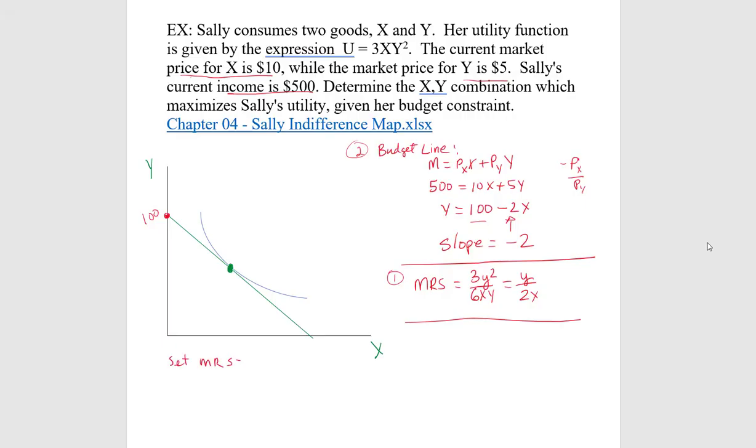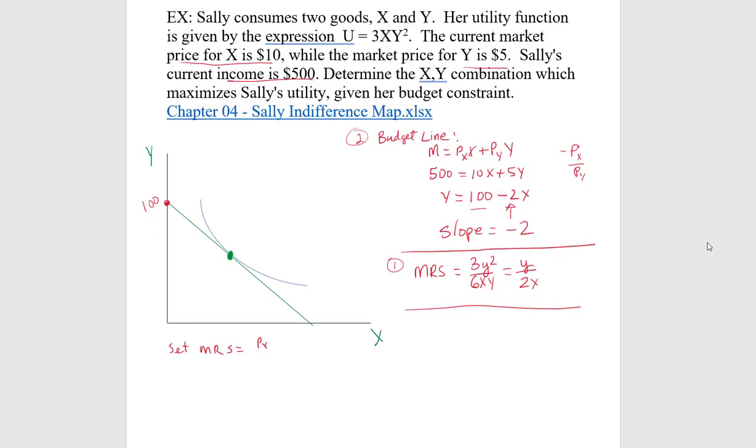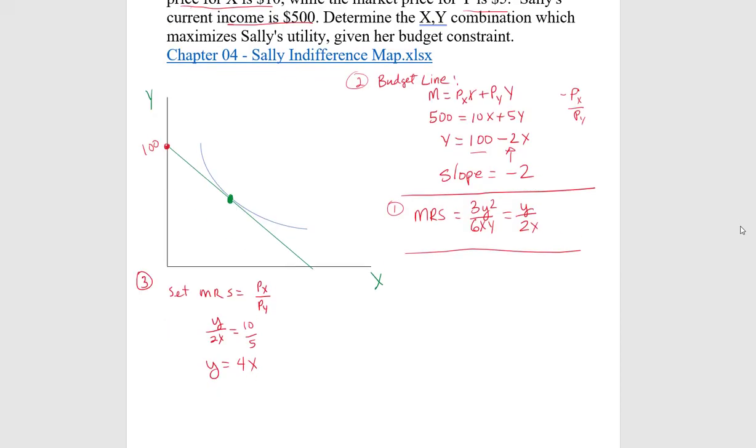So set the marginal rate of substitution equal to the ratio of the prices. I get y over 2x equals 2, right? The slope in absolute value, or the ratio of the prices. Well, let's write it out. So y over 2x equals 10 over 5, or 2. And I'm just going to rearrange this and solve for y. Since 10 over 5 is 2, I take 2x and multiply it on both sides, it drops off of the left, so I get y equals 2 times 2x, or 4x.